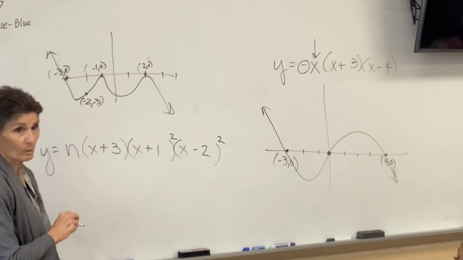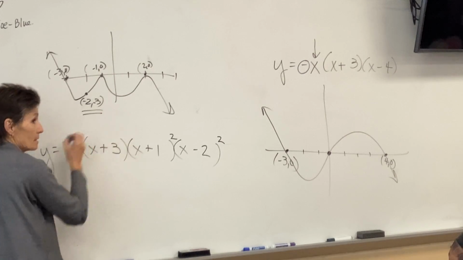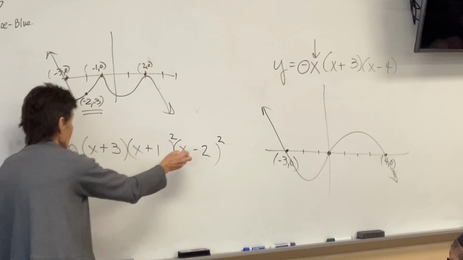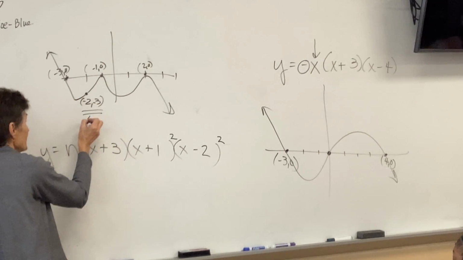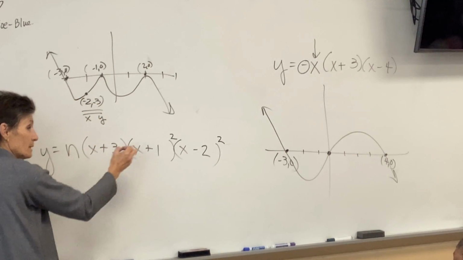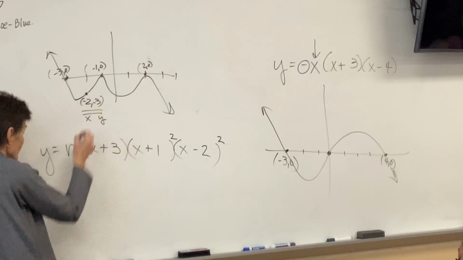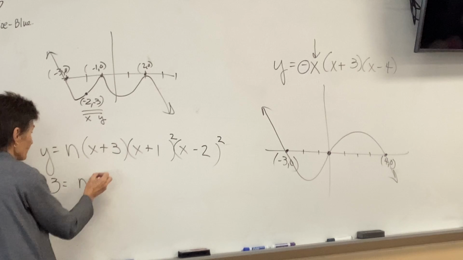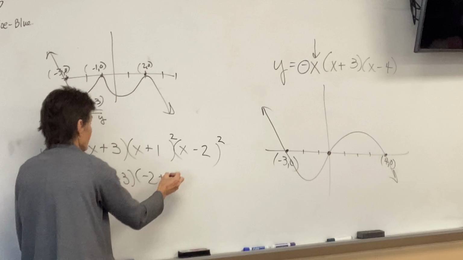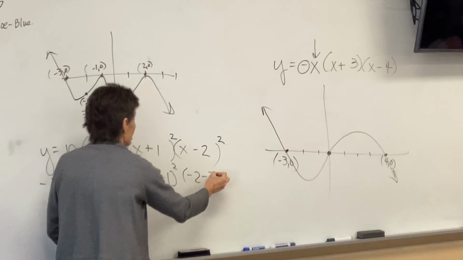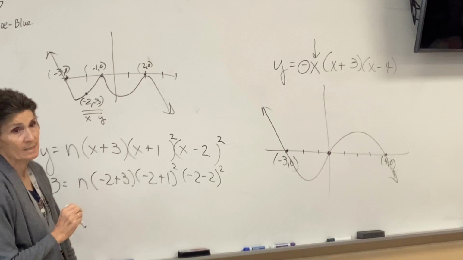How do we figure out what that number is? We take this other point, which doesn't have anything to do with the parentheses. Its x and y are going to go into the equation. This is y, so this is negative 3. Negative 2 plus 3. Does everybody see what I just did?